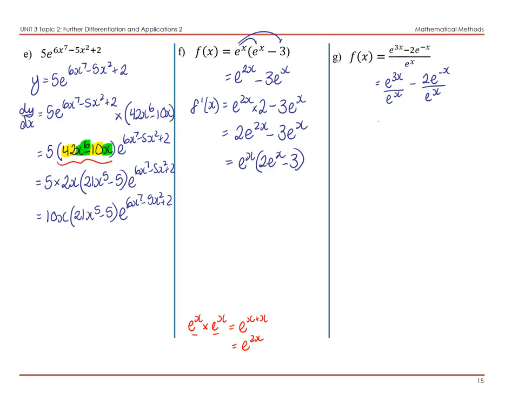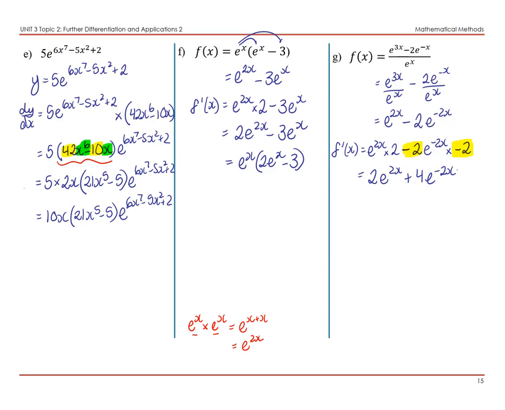e^x. When we're dividing indices, we subtract the powers. So 3x minus x is 2x, minus 2e. Negative x take x is negative 2x. Now I can differentiate. So I've got e^(2x) multiplied by 2, minus 2e^(-2x) multiplied by negative 2. That becomes 2e^(2x). Negative 2 multiplied by negative 2 is positive 4e^(-2x).